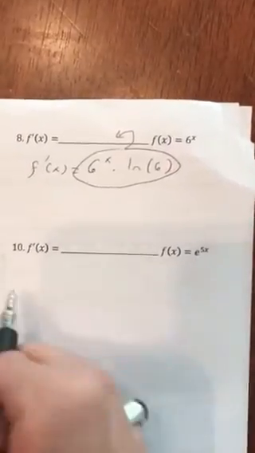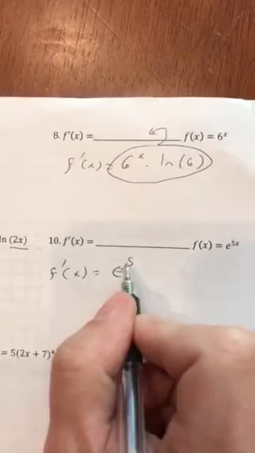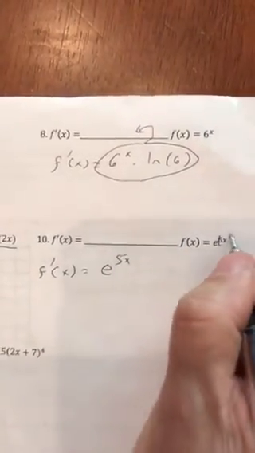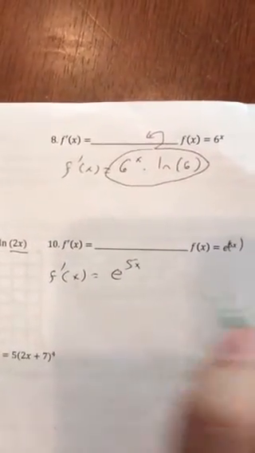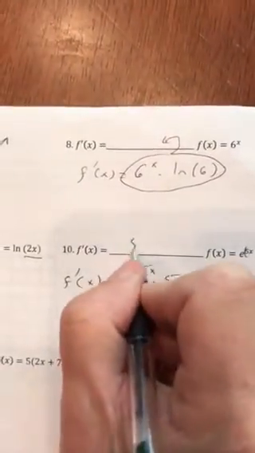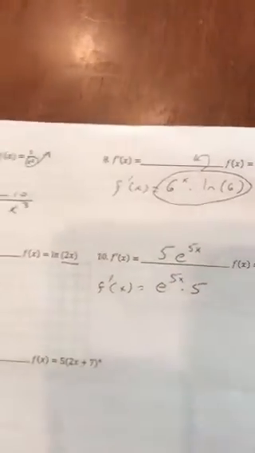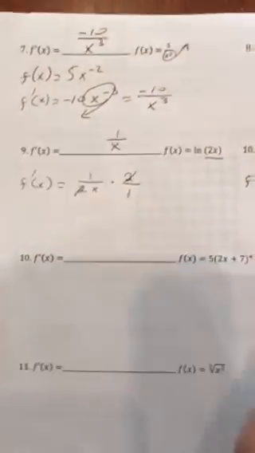E to the anything. The derivative of e to the anything is e to the anything. But again, folks, this wasn't just an x, it's a 5x. So you had to multiply times the derivative, so times 5. And of course, I like to put the coefficient out in front, and I would have written it this way. All right, one more chain rule.